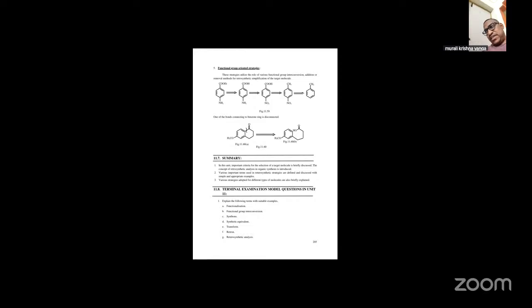Functional group oriented strategies. These strategies utilize the role of various functional group interconversions, additions, and removal methods for retrosynthetic simplification of a target molecule. In this case, the target molecule undergoes functional group interconversion from ester to acid, and second step to third step, that amine is converted to nitro, third to fourth, carboxylic acid converted to toluene methyl, and fourth to the last starting material. Then nitro elimination takes place.